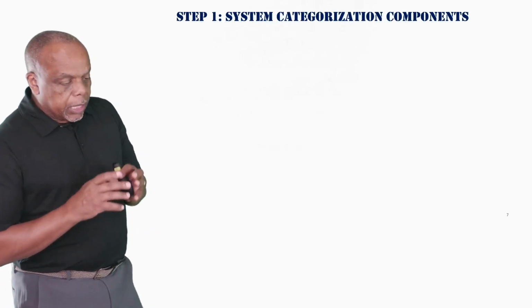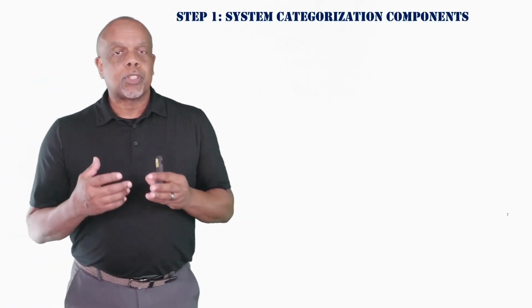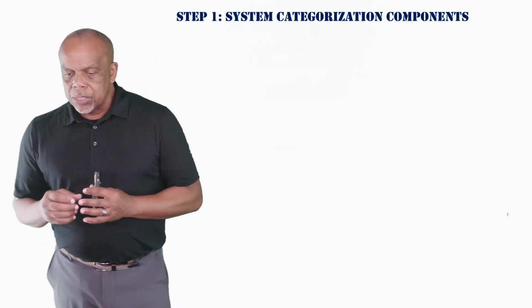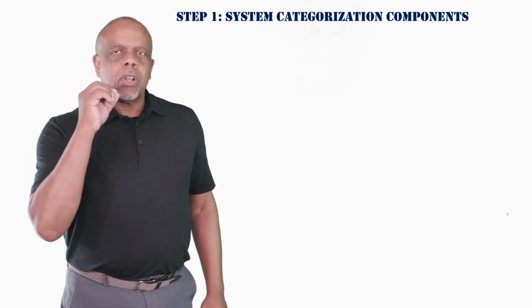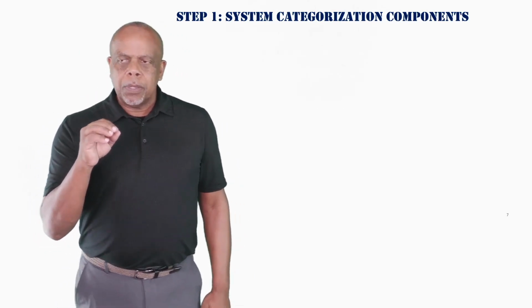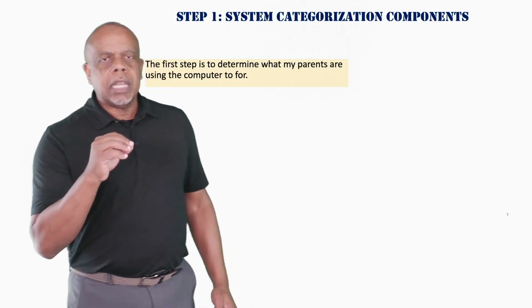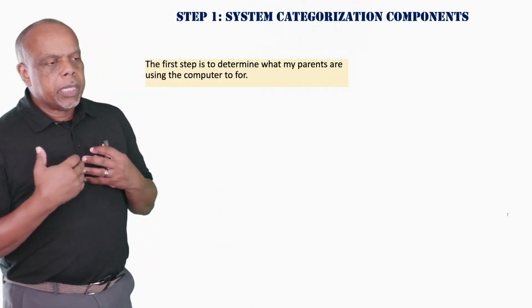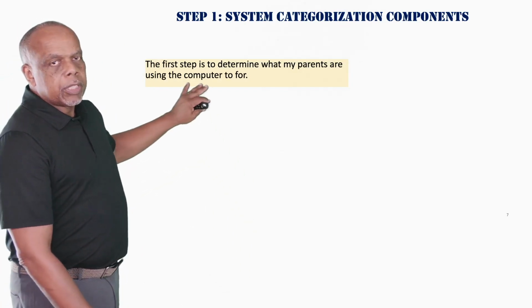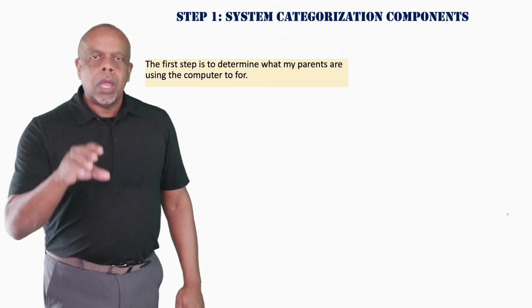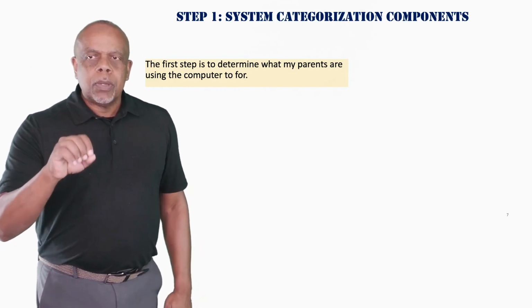So when we think risk management framework, step one is system categorization. Categorization, meaning that before I can even start thinking about any type of risk with my parents' computer, I have to first start understanding what it is that my parents want to use the computer for. So they want me to get them a new computer. This is where I'm going to start. First step, I need to determine what my parents are going to use that computer for. What is the information? Not so much the computer itself.